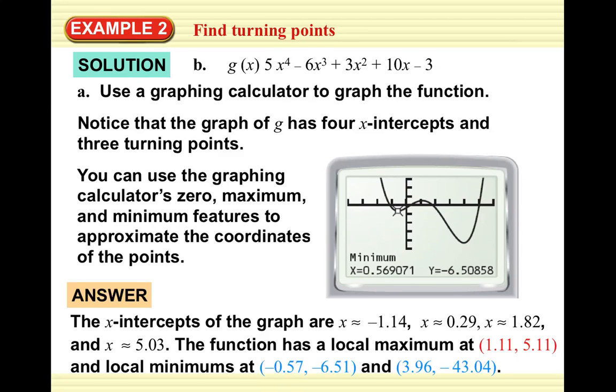So again, you're going to have to look at your values, and if you're not seeing all of the turns that you expect to see, and you're not seeing the end behavior, make sure you adjust your viewing window so you can find all of the points.